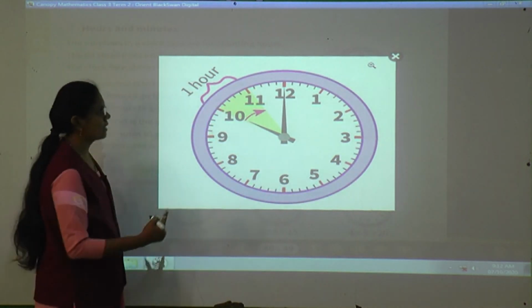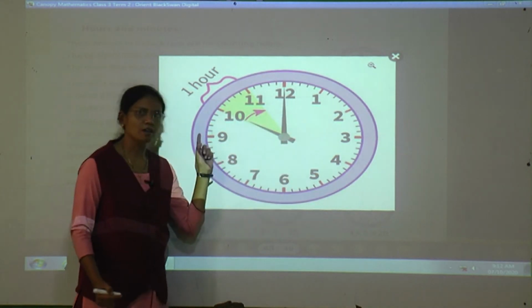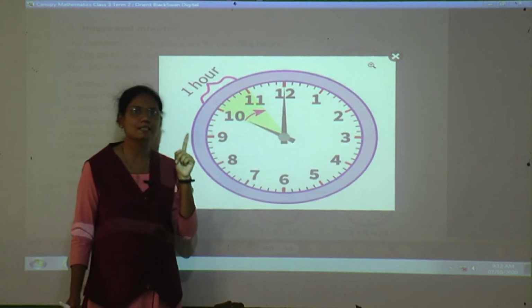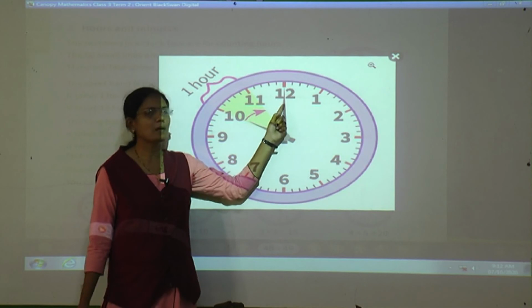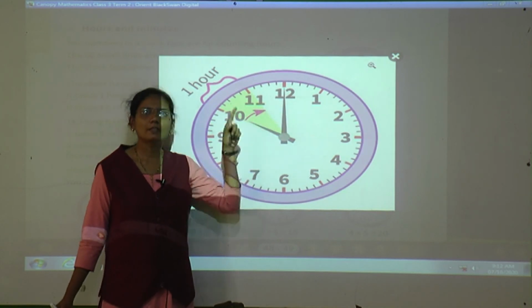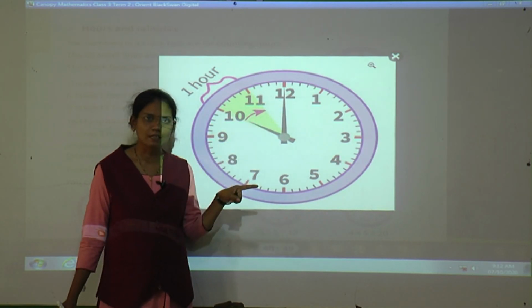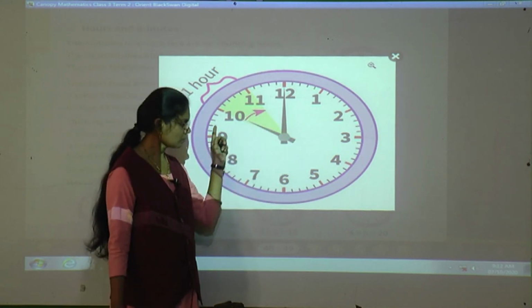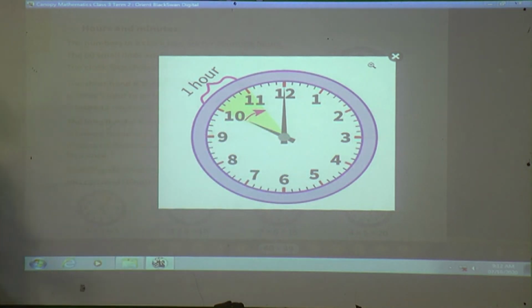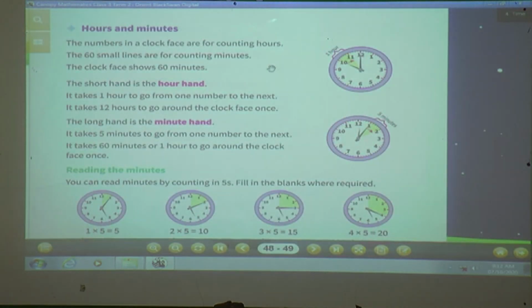So in this way, in the clock there are a total of 60 small lines, because how many numbers are there? 12. So 12 into 5, 12 fives are 60. So in a clock there are 60 small lines. The 60 small lines are for counting minutes. The clock face shows 60 minutes.